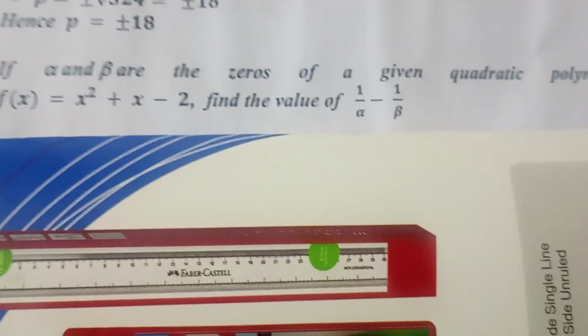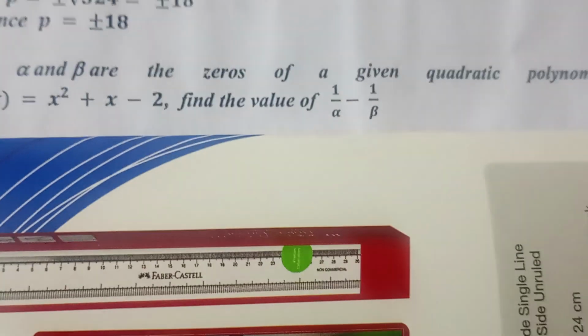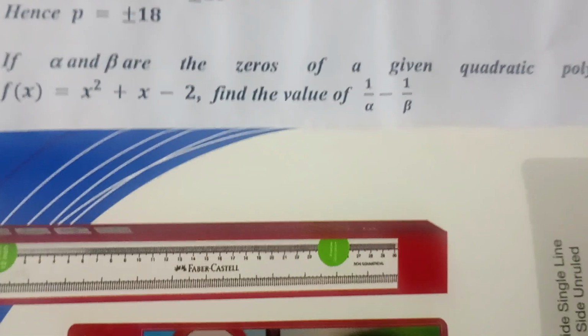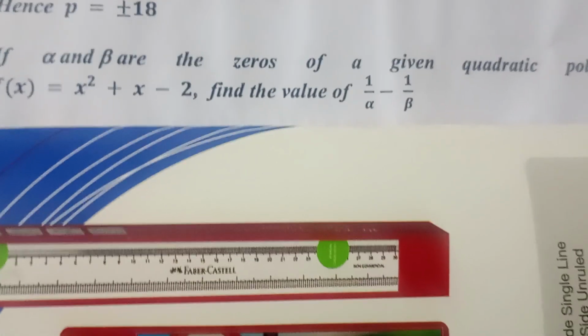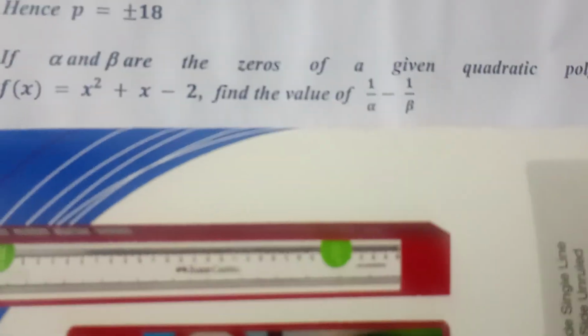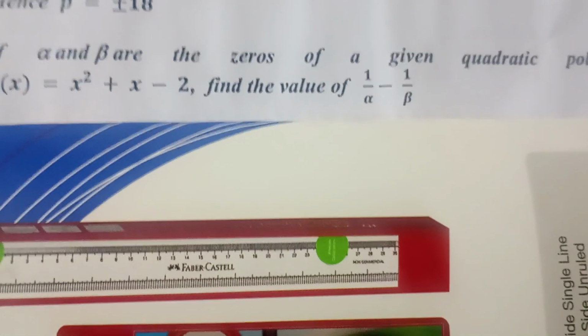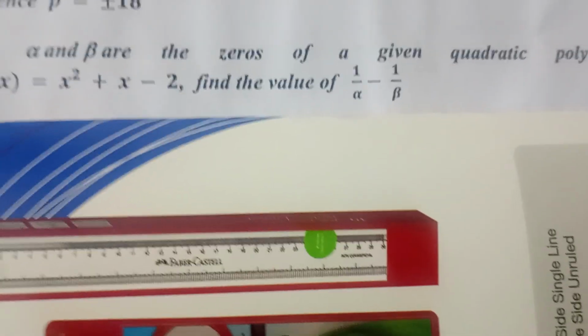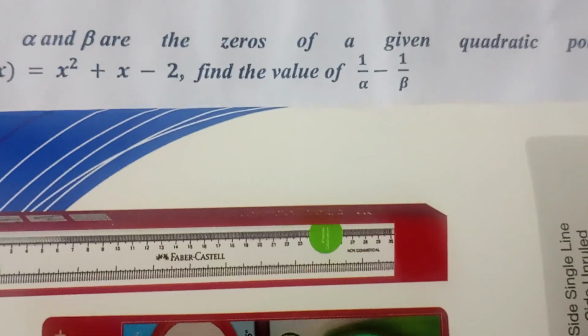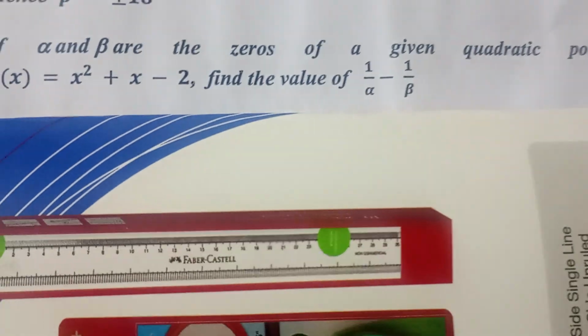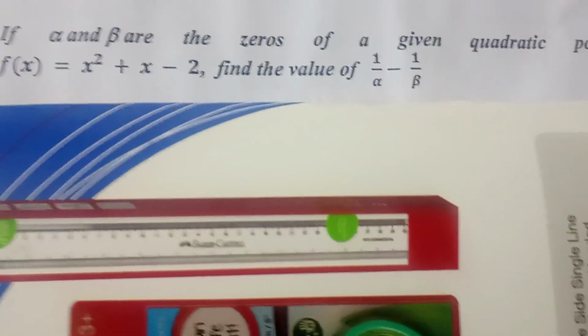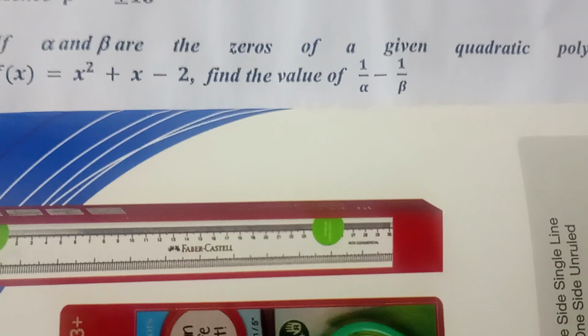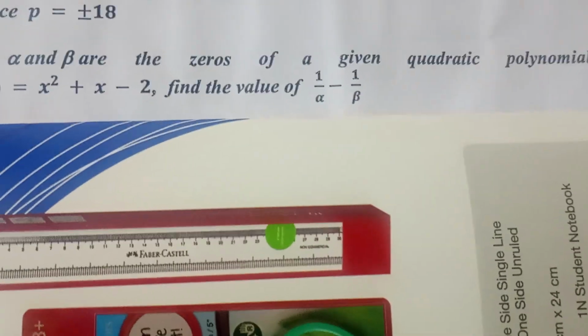We are given alpha and beta are the zeros of the given quadratic polynomial, which is given as x squared plus x minus 2. We have to find the value of 1 by alpha minus 1 by beta. This is a fairly easy question, but here again it involves a certain amount of lateral thinking.